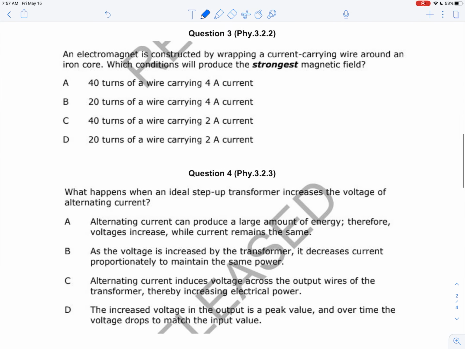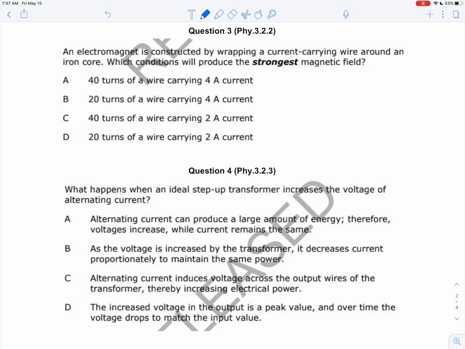Number 3, an electromagnet is constructed by wrapping a current carrying wire around an iron core. Which conditions will produce the strongest magnetic field? So if we have, just say, a normal nail, and we wrap wire around it, and we connect it up to a battery, we're going to get current going through there, and it's going to become magnetized.